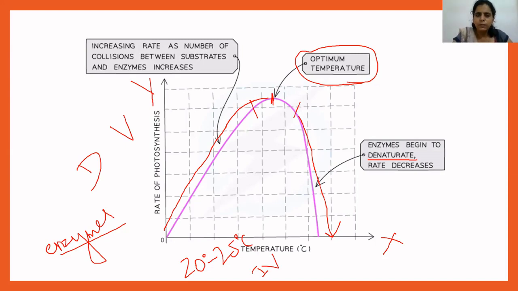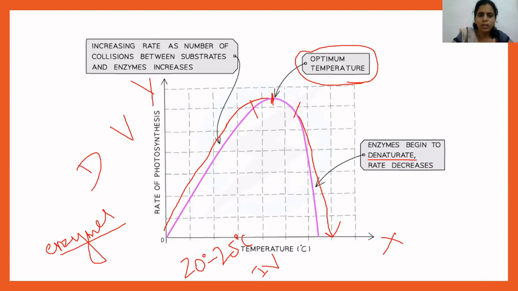If you remember, when we discussed the effect of varying concentration of carbon dioxide, or the effect of varying light intensity on rate of photosynthesis, after a certain point the rate of photosynthesis was leveling off, becoming saturated. It was becoming constant. There, the reason for becoming constant was that any other factor could be the limiting factor. But here the rate is completely decreasing, and finally the process of photosynthesis stops, because at high temperature all the enzymes get denatured. So this point is important.